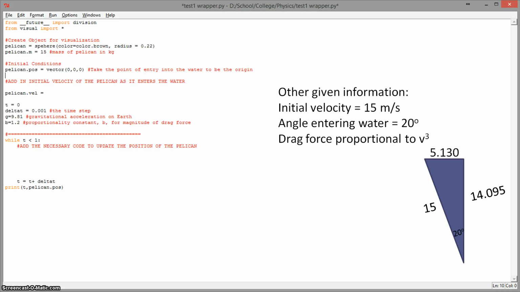were provided, such as the initial velocity of 15 meters per second when the pelican enters the water, the angle of 20 degrees that it does enter the water, and the ratio of the drag force to velocity, which in this case the drag force was proportional to velocity cubed. The triangle shown breaks up the components of the initial velocity for the horizontal and vertical component.